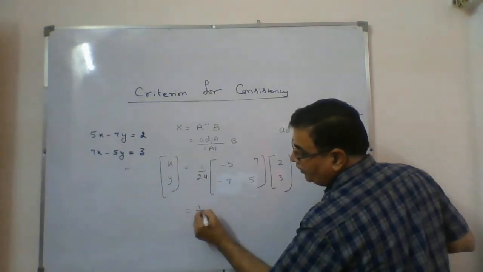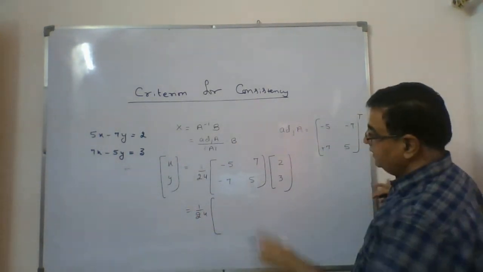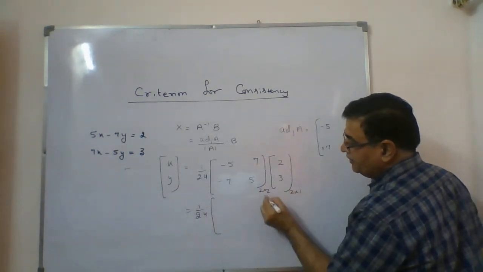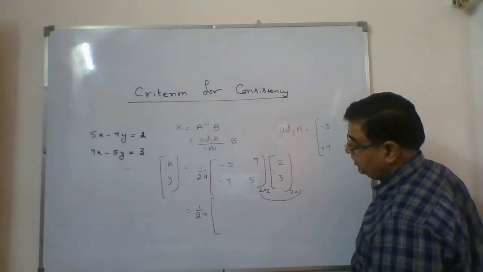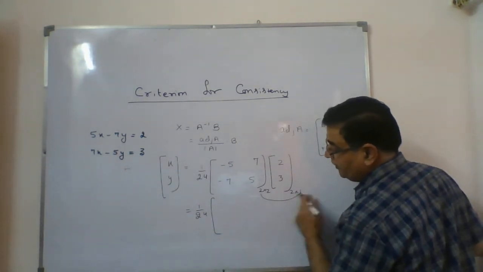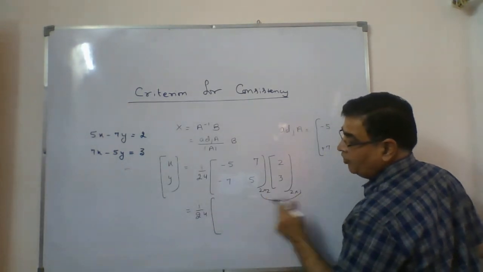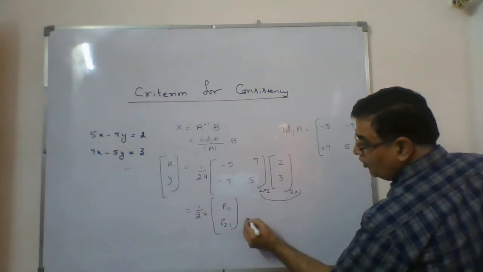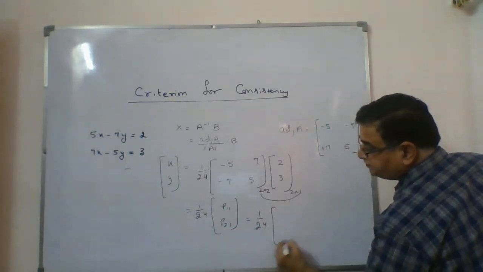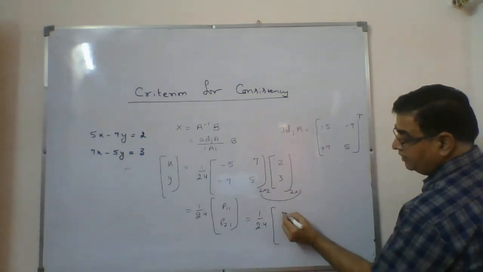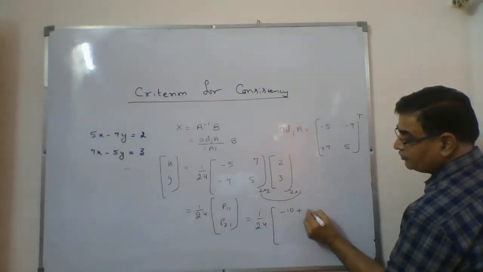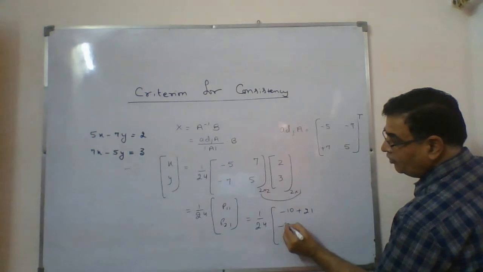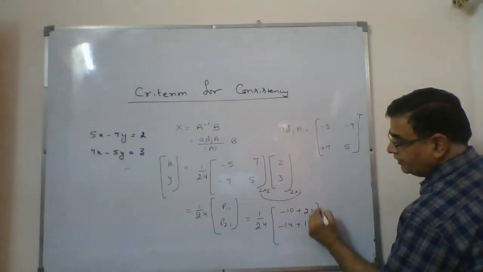Now when you solve it, 1 by 24 remains as it is. This multiplies with this, because this is a 2 by 2 matrix and this will be 2 by 1. So the new matrix will be 2 by 1, that means 2 rows, 1 column. So it will be P11 and P21, these are the elements we will be having. Or I should say 1 by 24, first row, first column: minus 10 plus 21. And then 2, 1, that means this into this, that will be minus 14 plus 50.